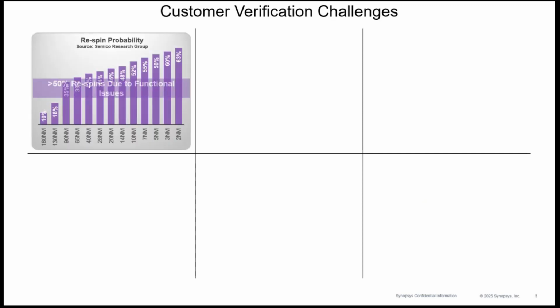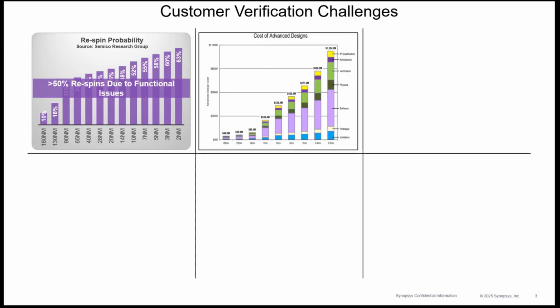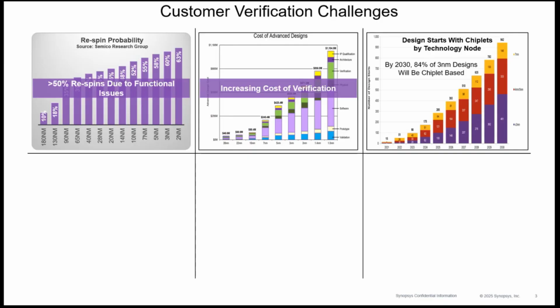Okay. We start with the present-day challenges that we face in the industry from a verification perspective. We see that more than 50% of the respins are due to functional failures, especially in the lower nodes. And this is subsequently also increasing the cost of verification. And we know that in less than a decade's time, more than 80% of the chips or the designs are going to be chiplets based, which is going to increase the complexity of the designs.